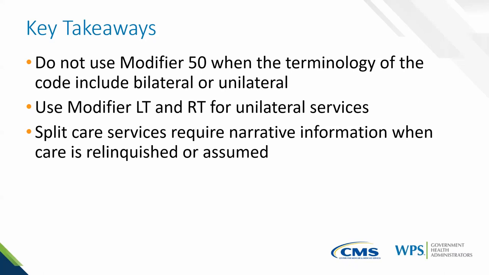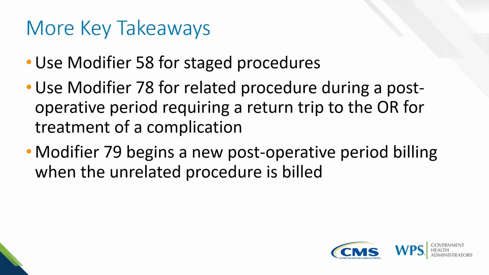If you're doing split care, you need to use that narrative function in order to tell us the assumed and relinquished dates. If we don't have those dates in there, then Medicare cannot pay for it. Modifier 58 is for staged or related procedures. 78 is for return trip to the operating room for the treatment of complications. And 79 begins a new post-operative period.